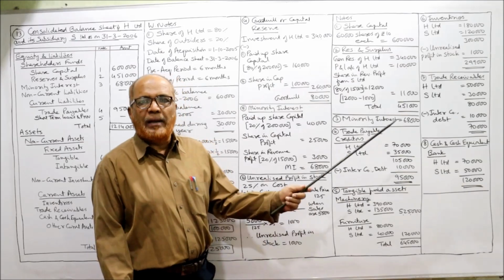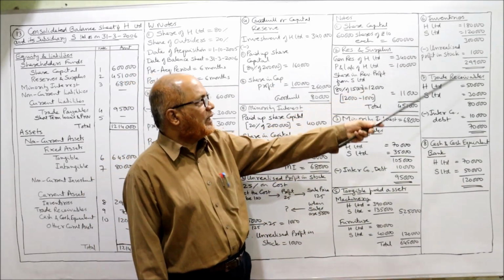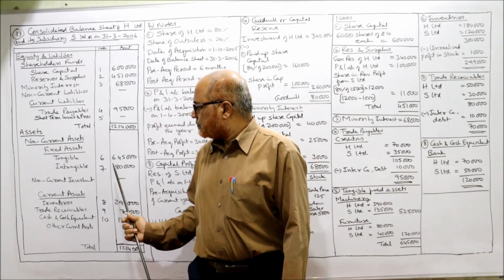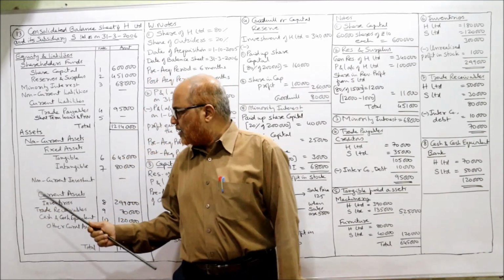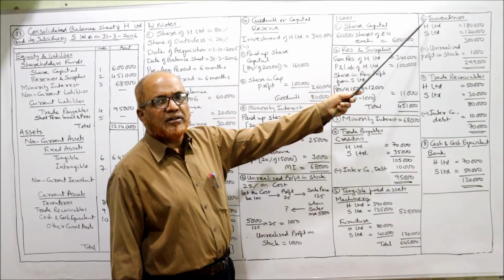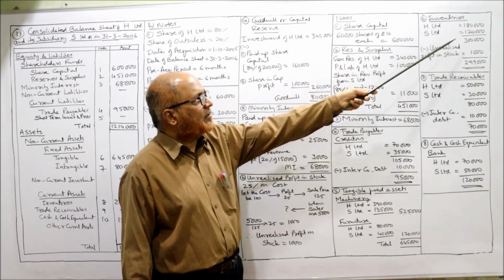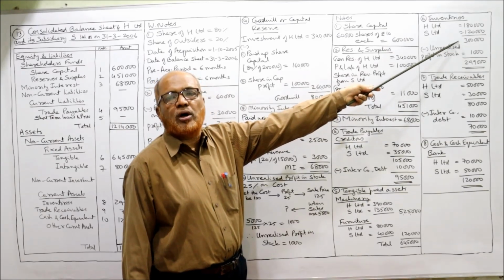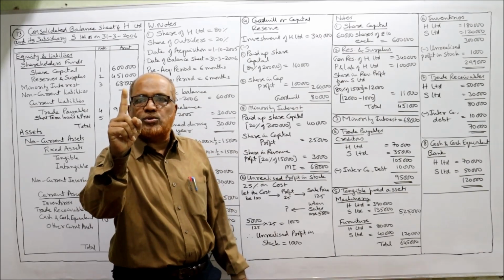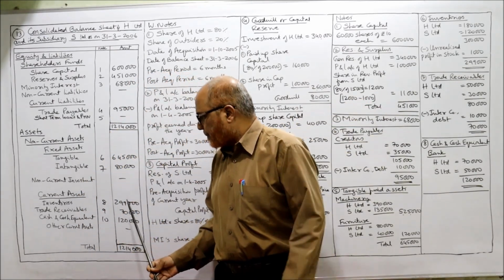Intangible fixed asset, goodwill. Already we have calculated goodwill, 80,000. Then non-current assets are not there. Then inventories. H Limited 1,80,000, S Limited 1,20,000. Total 3 lakh rupees stock. Out of this stock, deduct unrealized profit in stock, 1,000. So deduct 1,000 rupees. 2,99,000 is the inventory.